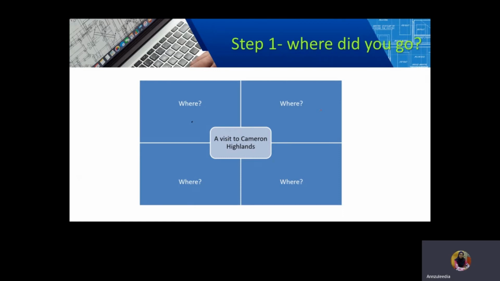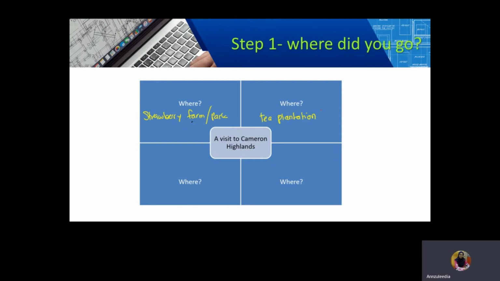So from picture number 1, I would probably put strawberry farm or strawberry park. It's up to you. Okay. Picture number 2, where did we go just now? The picture? Okay, a tea plantation. So we can write down the tea plantation.